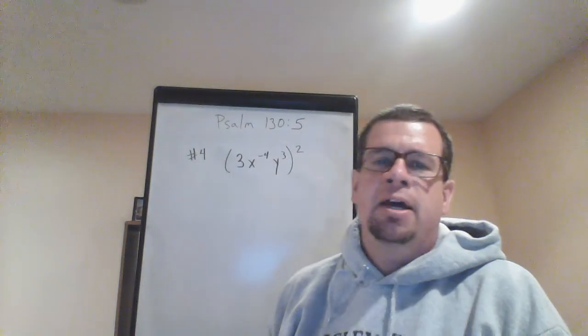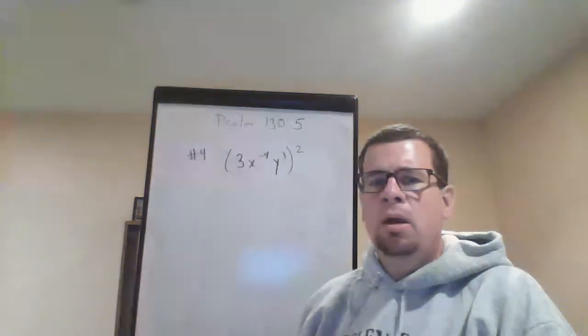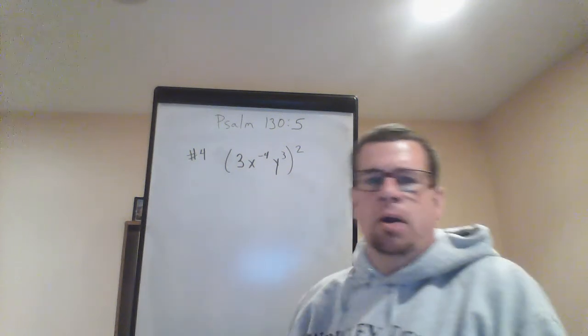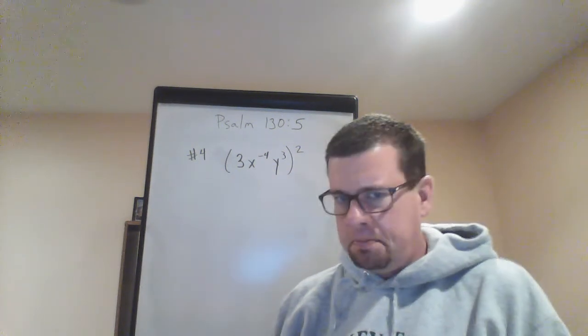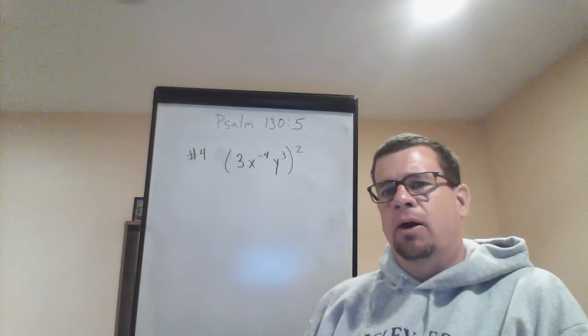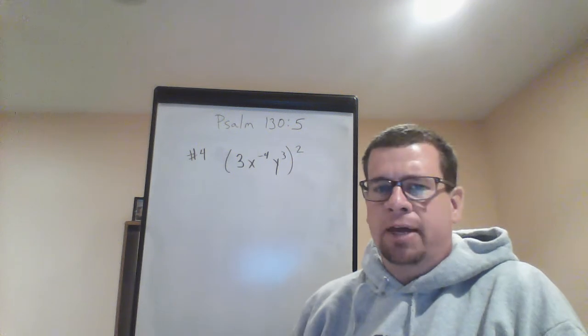But I want to take a look at some of the questions you guys have had here, and this is number 4 on page 360. All right, it's 3x to the negative fourth y cubed, and then that whole thing raised to the second power. So how do we simplify this?